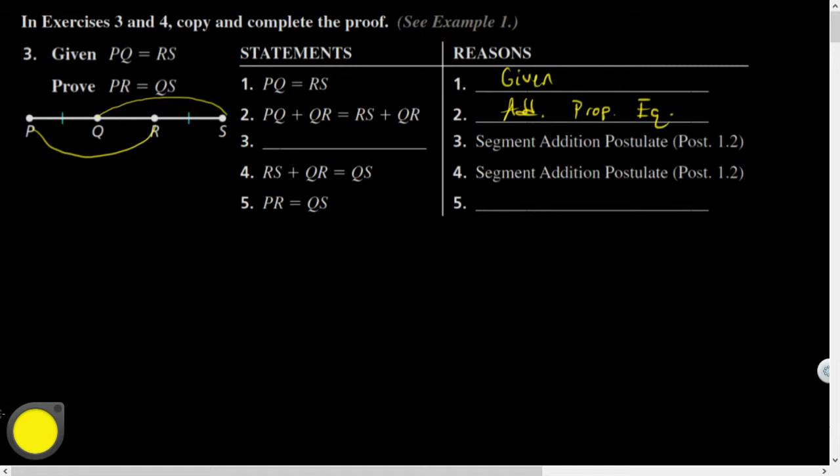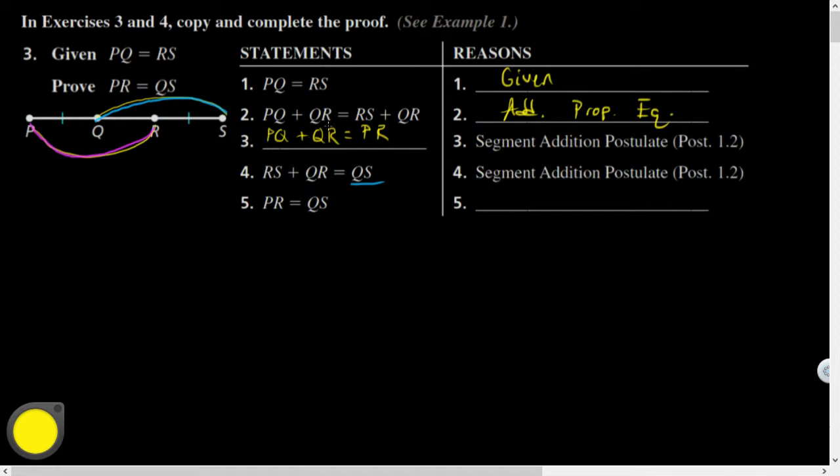Segment addition postulate here, let's see if I can color code this. They said QS, that's this one, is equal to the sum of those two. So if I have another segment addition postulate being applied, I'm guessing it's going to be this one. It would probably be the most helpful one, right? So I could say, let's see if I can match the order as well, PQ plus QR is equal to PR, right? So segment addition postulate: the sum of the two smaller segments is equal to the larger segment.